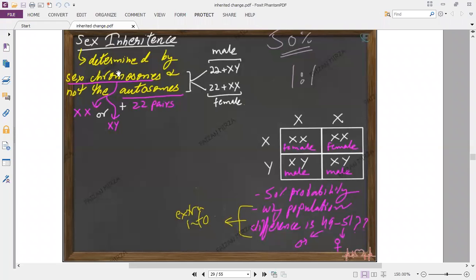Sex inheritance is basically determined by the sex chromosome and not the autosome. We know that the sex chromosomes are XX or XY and the autosomes are 22 pairs. The males are 22XY and the females are 22XX. If you cross them together, XX and XY will give you 50% chances of a female being born and 50% chances of a male offspring being born.